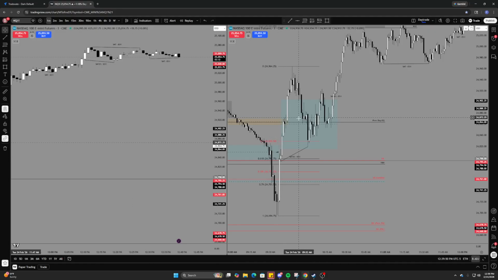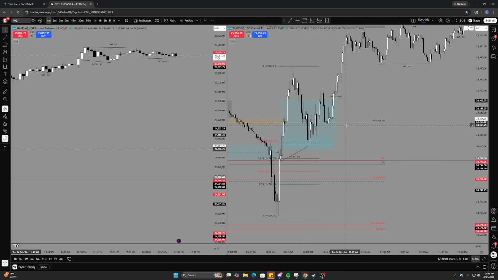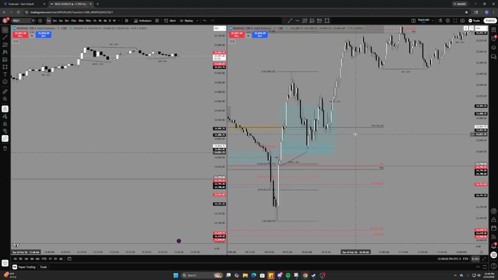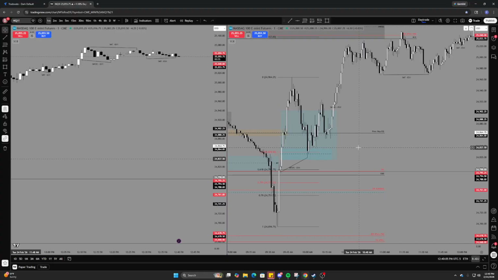So in alignment with this 5-minute gap and equilibrium as well, we have this nice 1-minute gap also, right? Now, in terms of entry out of this 1-minute gap, it's a bit funky in my opinion, because this very well could have been a break-even trade.